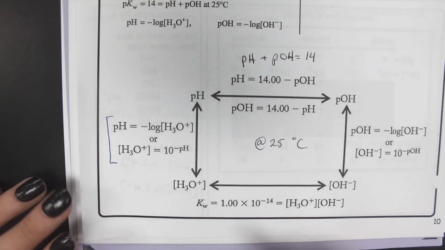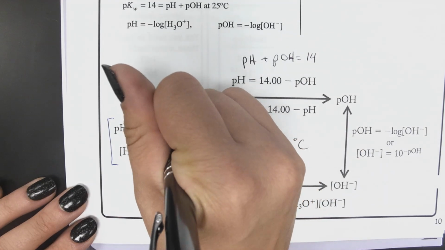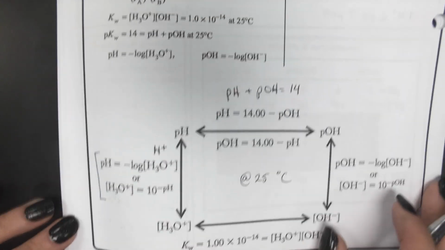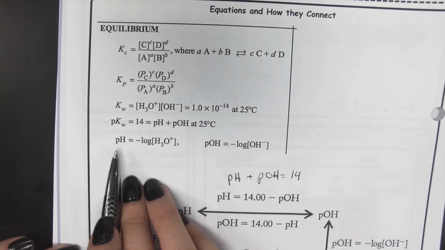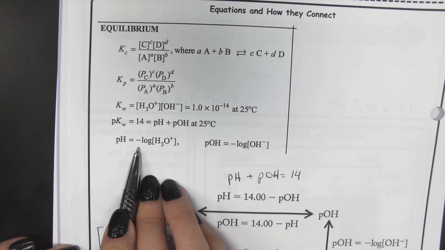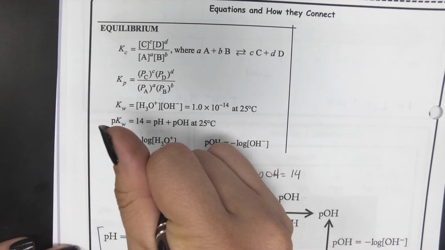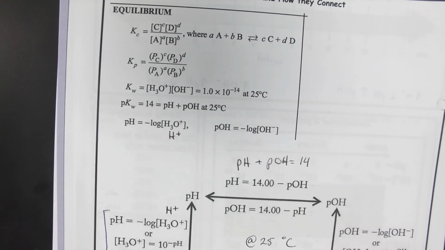But a few things that I want to remind you. Anytime you have H3O+, you can just replace it with H+. That's completely fine, and that's also true in the reference here. So see how it says pH is equal to the negative log of that hydronium, the H3O+. You could just change it to pH is equal to the negative log of the concentration of H+.